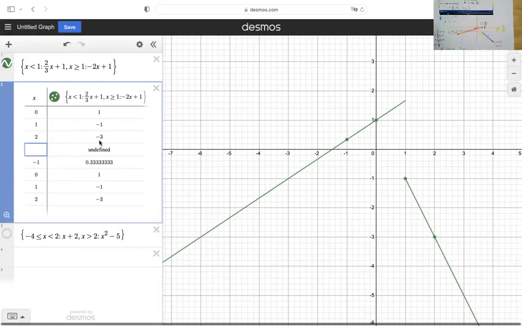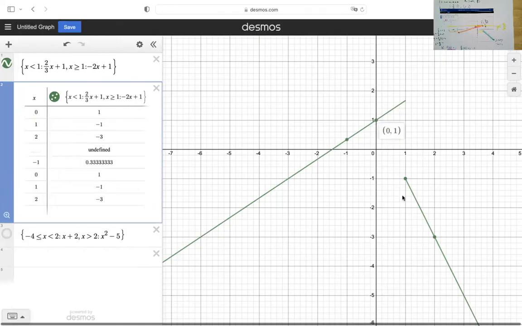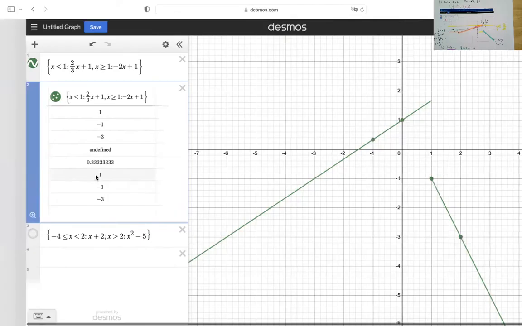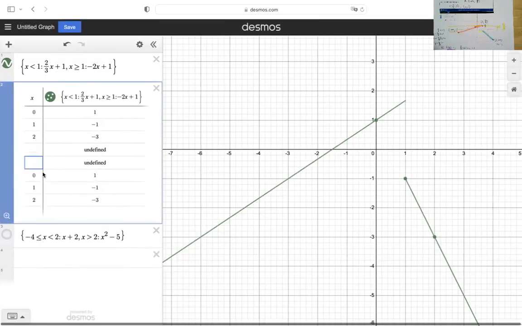You found it. When x is 0, and then they'll find that point for you as well. When x is 0, y is 1. When x is 1, y is negative 1. And when x is 2, y is negative 3. So they'll put it on the table as you type it into the table, they start creating that point for you.